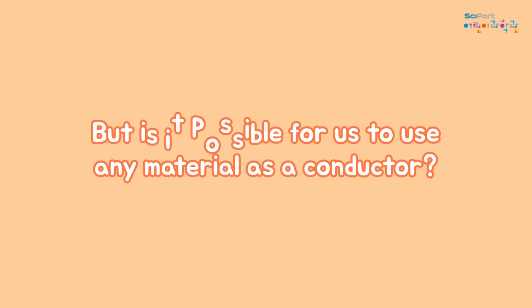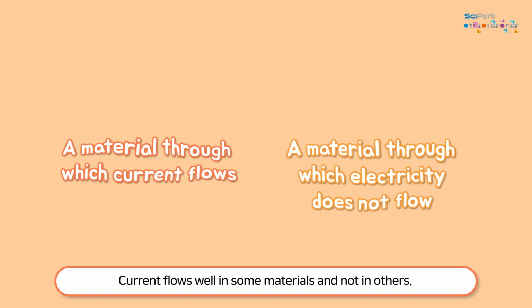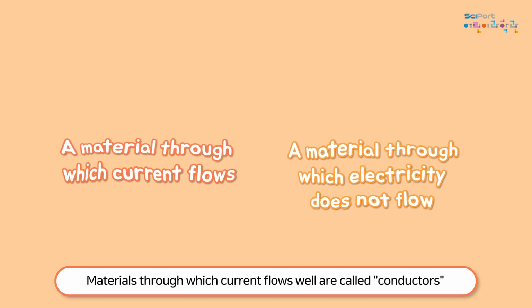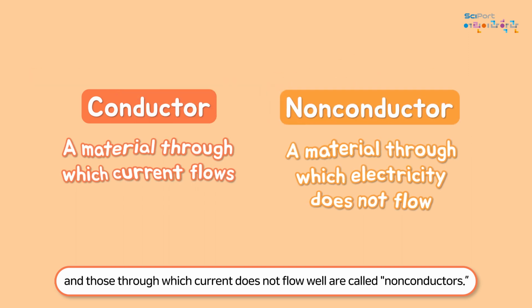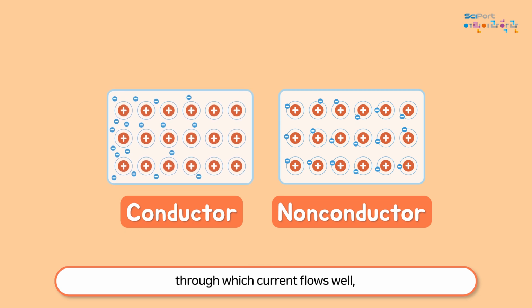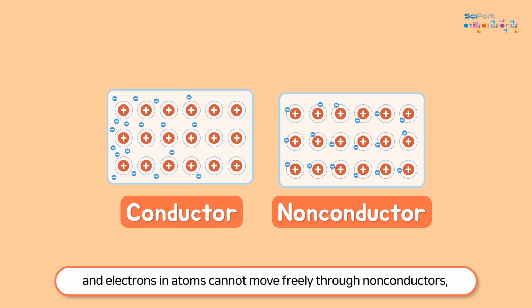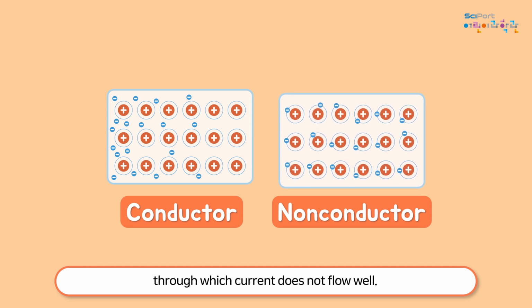But is it possible for us to use any material as a conductor? It isn't. Current flows well in some materials and not in others. Materials through which current flows well are called conductors, and those through which current does not flow well are called non-conductors. This is because electrons and atoms can move freely through conductors, through which current flows well, and electrons and atoms cannot move freely through non-conductors, through which current does not flow well.